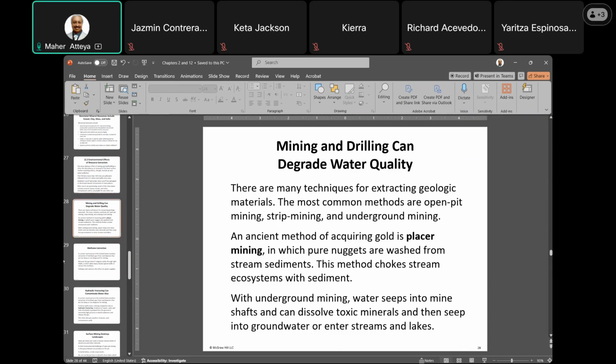Mining and drilling can degrade tap water quality, as I mentioned, because mining and drilling can leach a lot of heavy metals into the water reservoir, which has a very negative impact. In underground mining, water seeps into mine shafts and can dissolve toxic minerals and then seep into the ground. Water enters the streams and the lakes.